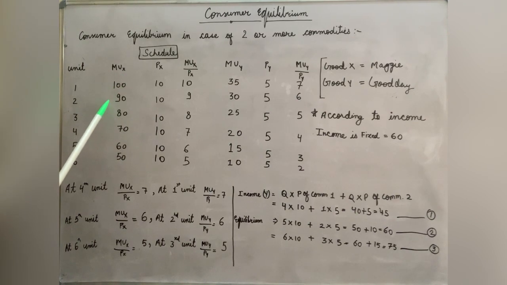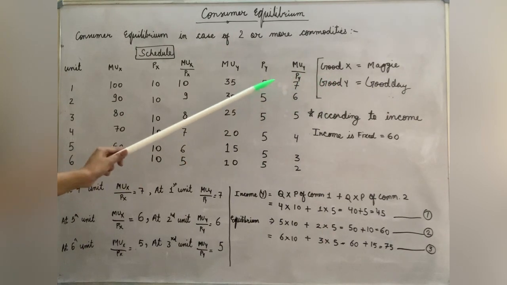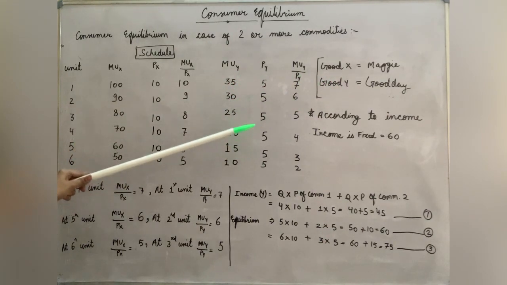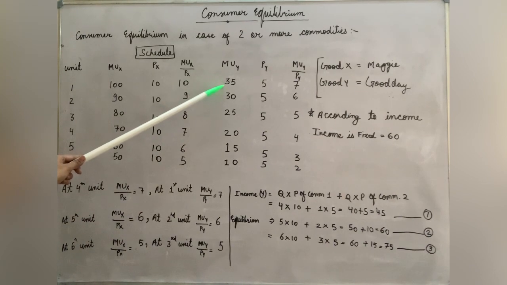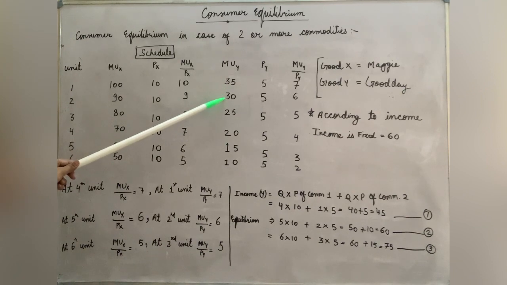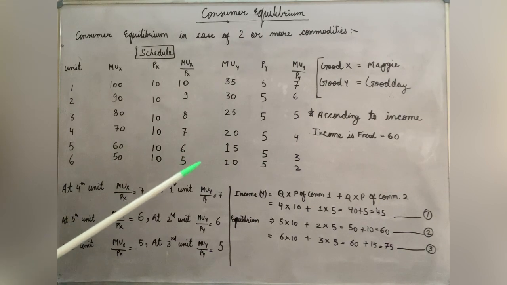When we are taking the second unit of Maggi, it is giving us 90 satisfaction, then 80. The law of diminishing marginal utility tells us that as we are consuming 1, 2, 3, 4 units, our satisfaction level is going down. Again, we are taking good Y as Good Day and fixing the price of the Good Day biscuit at 5 rupees, and we are getting satisfaction from the Good Day biscuit while consuming unit 1 of 35, and consecutively it is decreasing. As you can see, the law of diminishing marginal utility has applied.